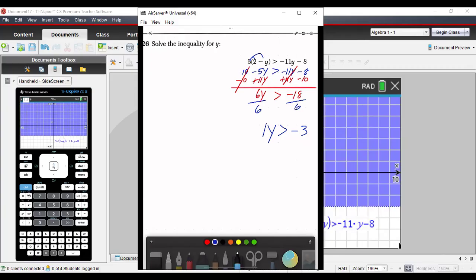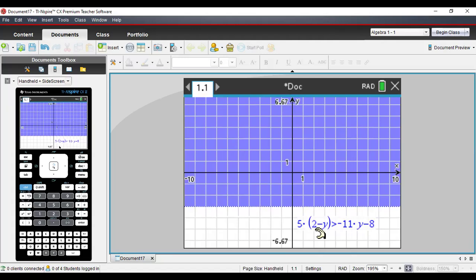So we've done the algebra. If you were able to do the algebra, that's 2 points. Even if you just wrote this answer, y is greater than a negative 3, that would be 1 point.